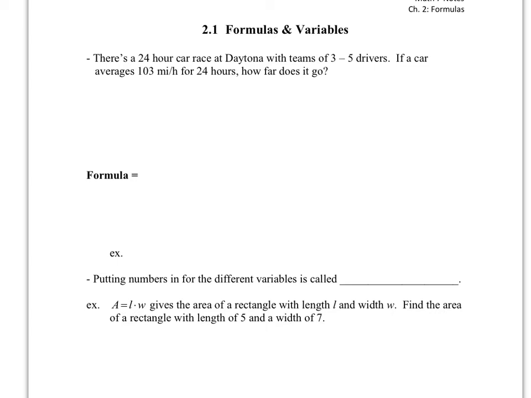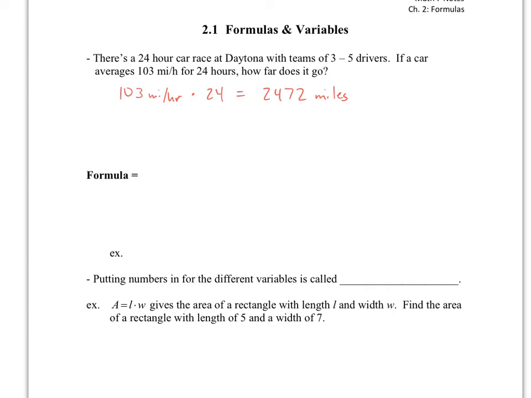All right, well, hopefully you paused the video and figured out the problem here. And hopefully what you did was 103 miles per hour times 24 because they raced for 24 hours. And you would get something along the lines of 2,472, and we need units here, it is miles.